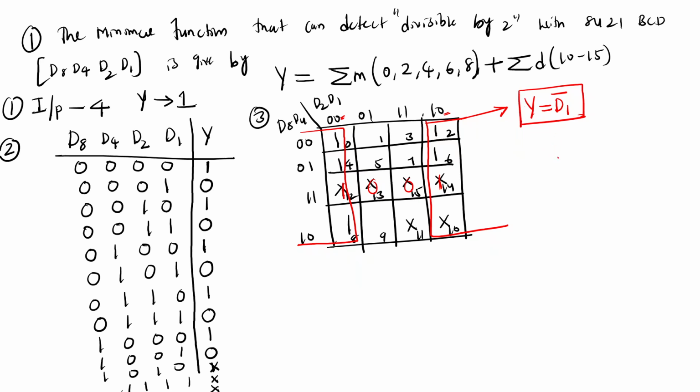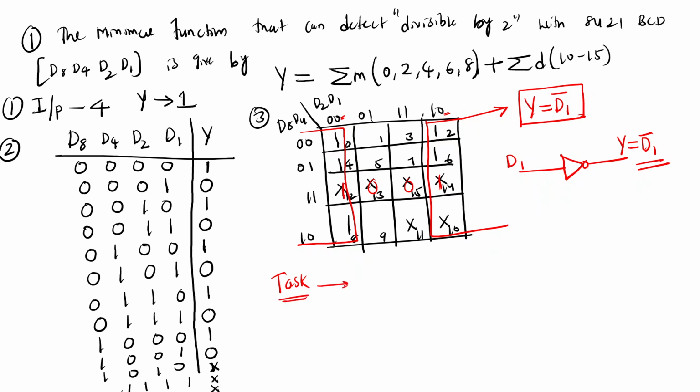Next you draw the logic diagram. So what is the logic diagram? Just an inverter. This is D1, and here you are getting Y equal to D1 bar. Okay, so like this you can design a circuit that detects divisible by 2.